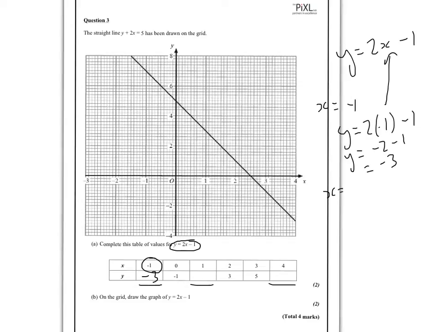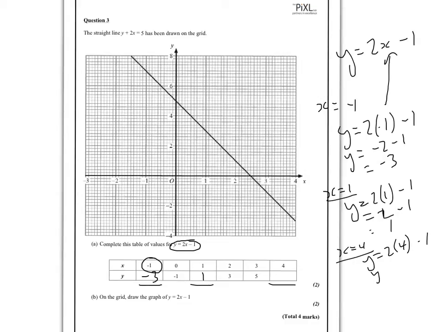When x is 1, I can do y equals 2 times 1 minus 1, which gives me 2 minus 1, which is 1. And then finally, when x equals 4, y equals 2 times 4 minus 1, so y equals 8 minus 1, y equals 7. So when x is 4, y is 7. So I've found all the coordinates.